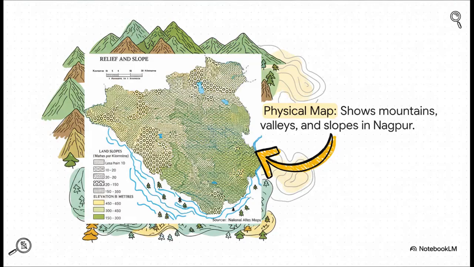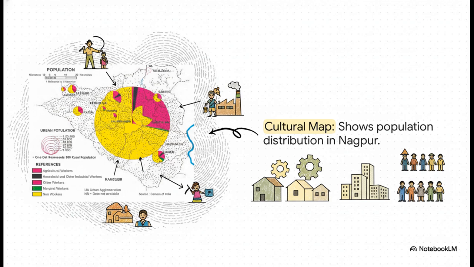Simple. Here's a perfect example. This is a physical map of Nagpur district. You can see it showing things like the slope of the land and where the hills are. It's all about the natural physical geography of the place. And now, look at the same place, Nagpur, but this is a cultural map. What is it showing? It's showing where people live, the population density. This is all about human activity, man-made patterns.